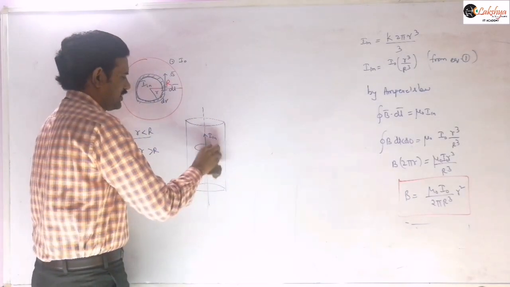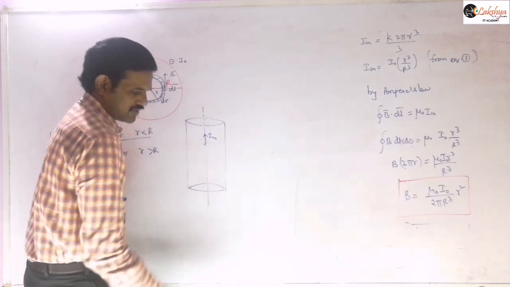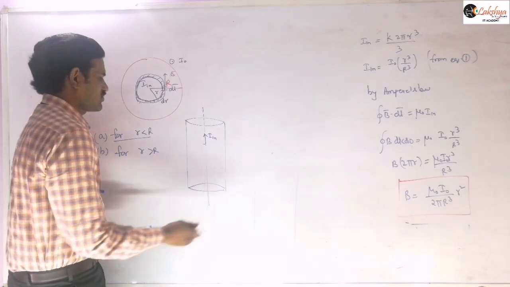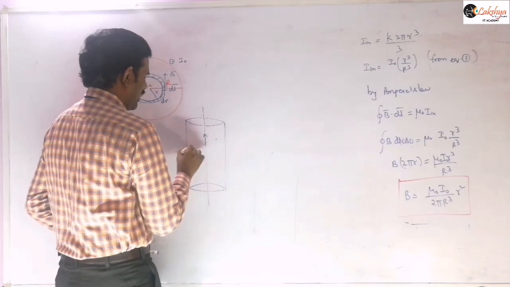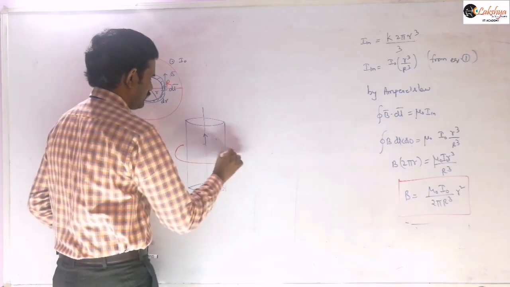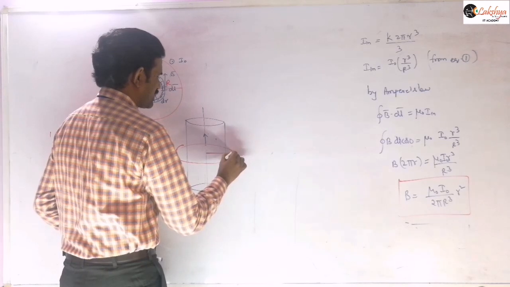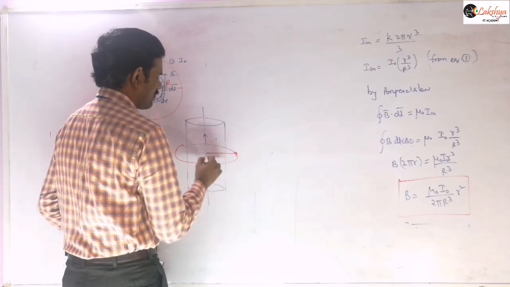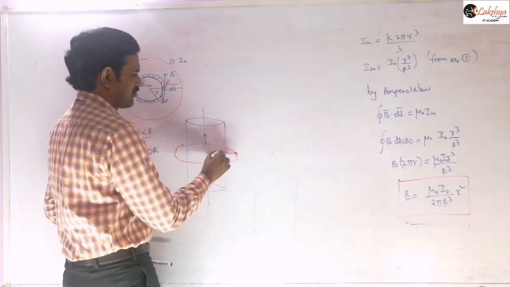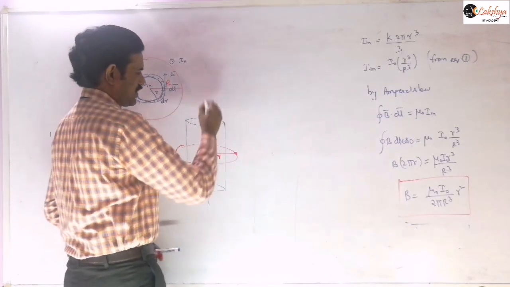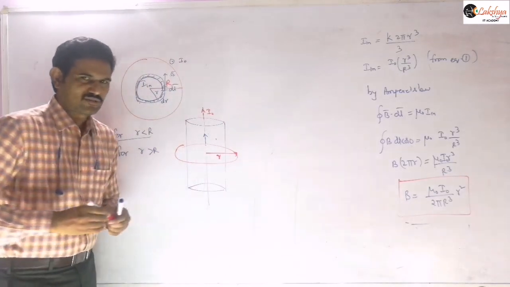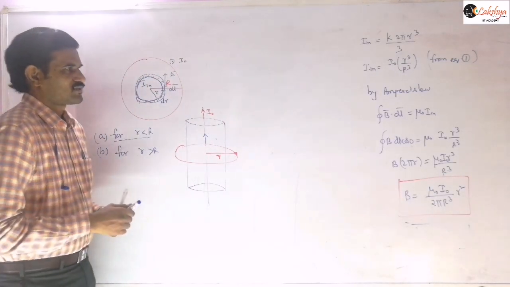And so now let us see this for the outside point I am taking here. For outside, let us take this Amperian loop here, with this as our R value. Now the total current enclosed is nothing but this I naught only. I naught is the total current flowing along this axis.